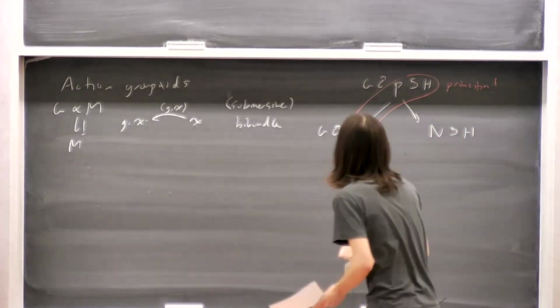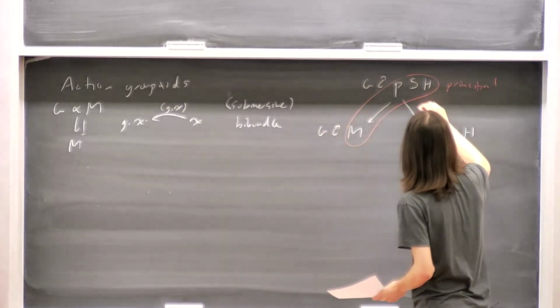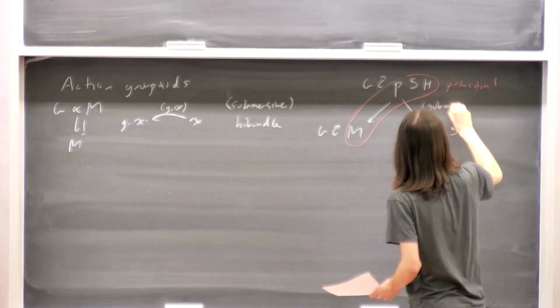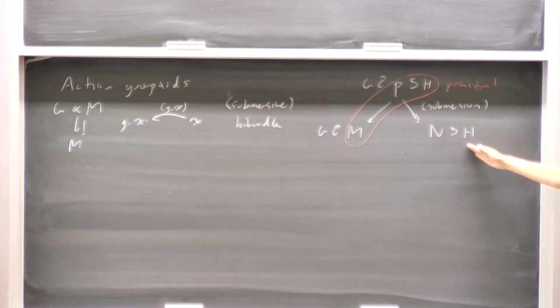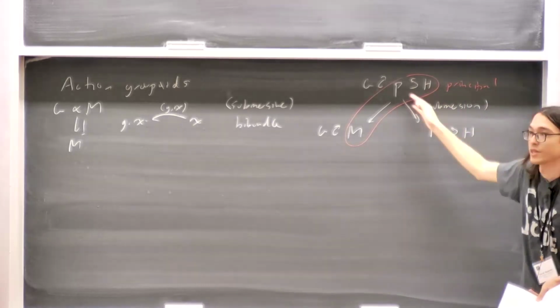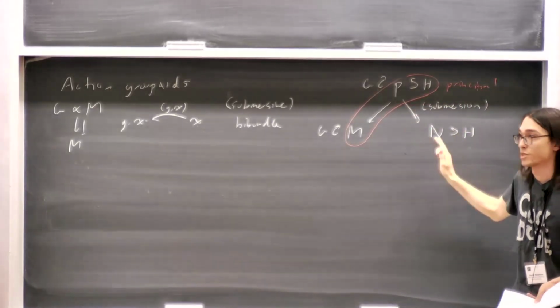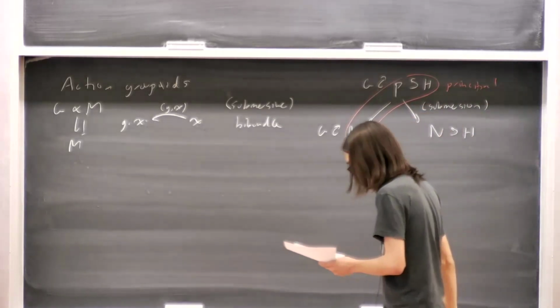And the submersion part, that's if this arrow here is a submersion. So in general, I'm not assuming anything about this arrow. Well, it's H-equivariant, I guess, but that's it. So if it's a submersion, that's a so-called submersion bibundle.